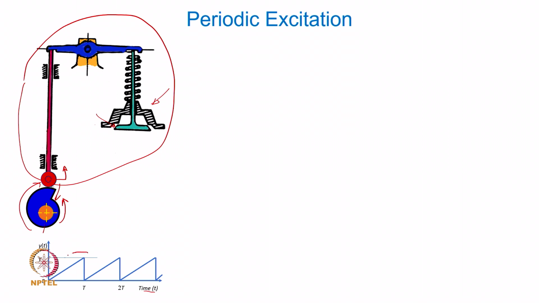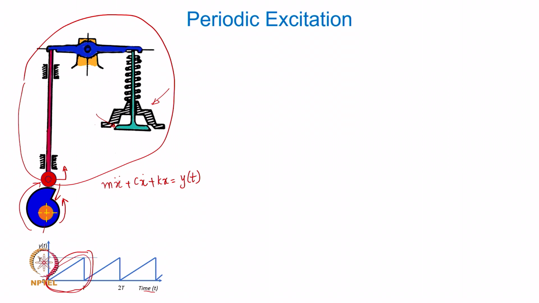Now, is this a harmonic one? This entire thing is not harmonic. So when we write our governing equation of motion, m x double dot plus c x dot plus k x equal to y of t, this y of t cannot be written as a harmonic function of time, because the motion is not harmonic. In this case it is a sawtooth kind of profile.